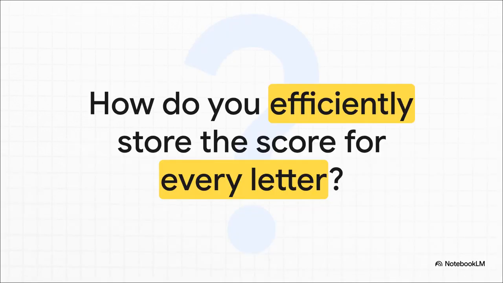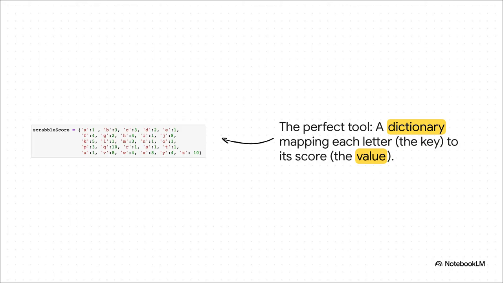To really get why these data structures are so important, let's start with a practical challenge. Let's say you're building a Scrabble app. Now, you need a way to look up the point value for any letter, and you need it to be instant. How would you store that information so your app doesn't lag and feels super responsive? Well, the perfect tool for this job is a Python dictionary.